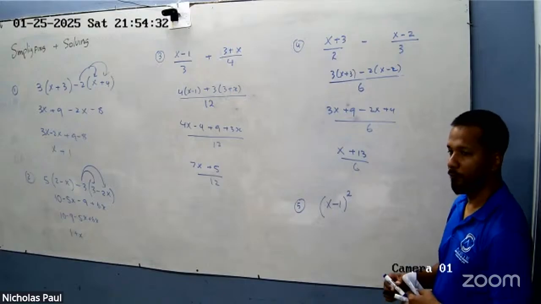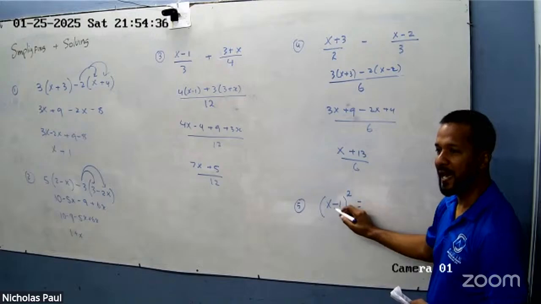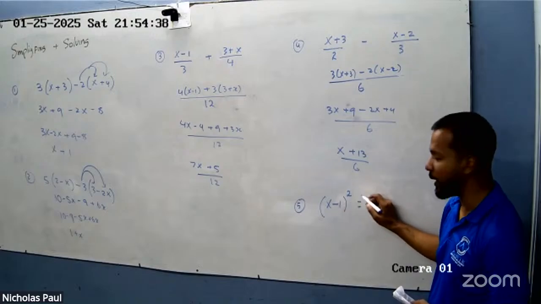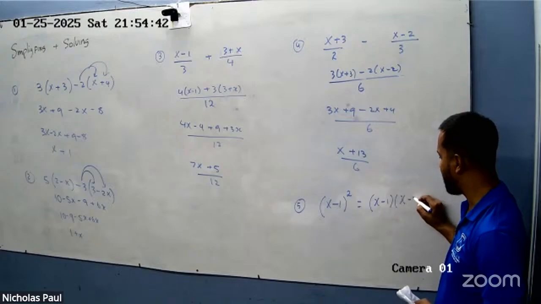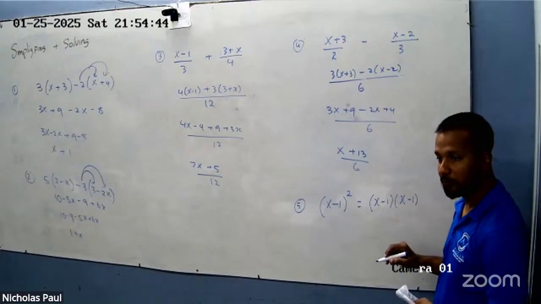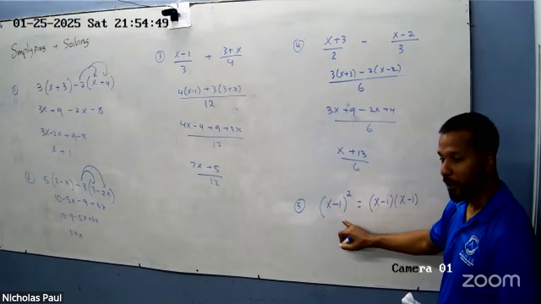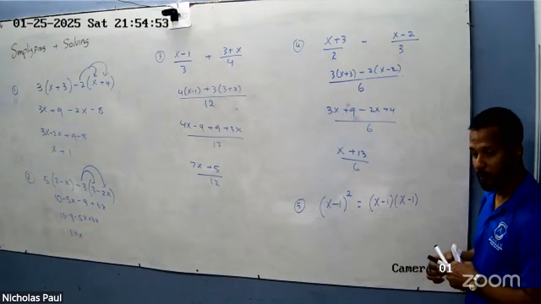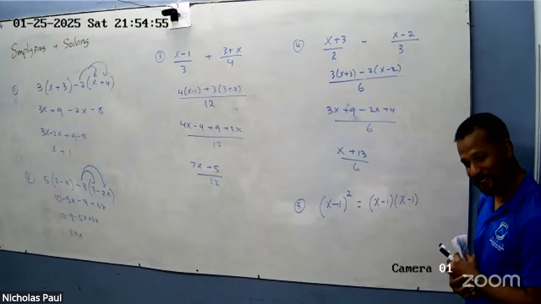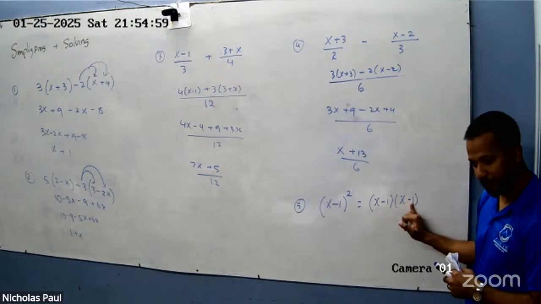Right, so please remember that x minus 1 all squared is what? X minus 1 by x minus 1. Okay? So please don't just square the x and the 1. Right? And now multiply this out. So x by this, x by this.